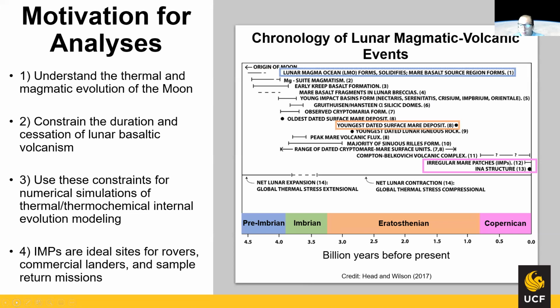So there is a large gap between the Mare basalt source region formation and even the youngest surface Mare deposit that's been dated, and that gap is around 3 billion years. But the IMP model ages are all the way in the Copernican geologic period, less than 100 million years old. So if these model ages are correct, this could fundamentally change the way that we think about lunar volcanic history.